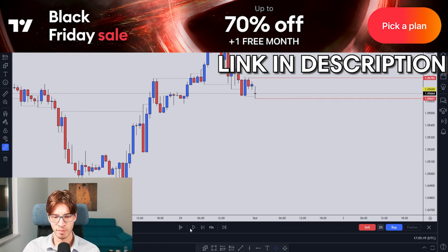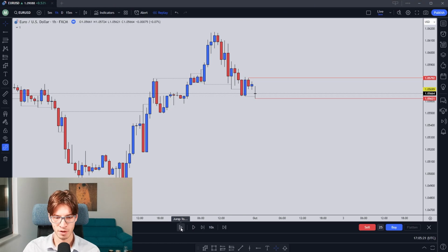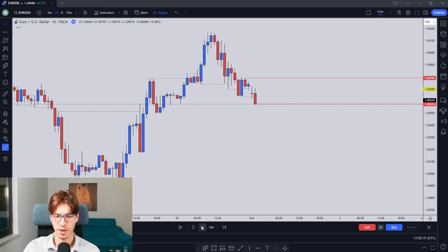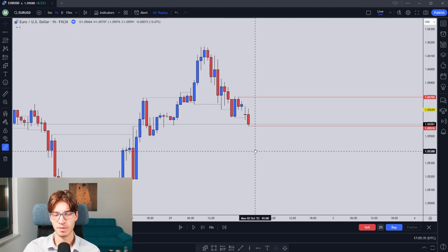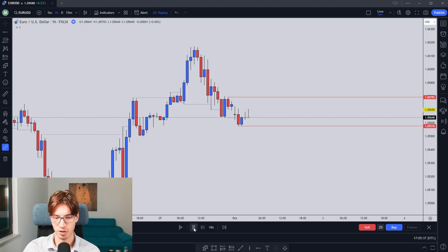Okay, here on the bottom you have the jump to button, you have the play button, you have the forward button, you have the replay speed, and you have jump to real-time chart. What I use is the forward button, okay? So this is what I use to keep these candles printing. I don't use the play function.